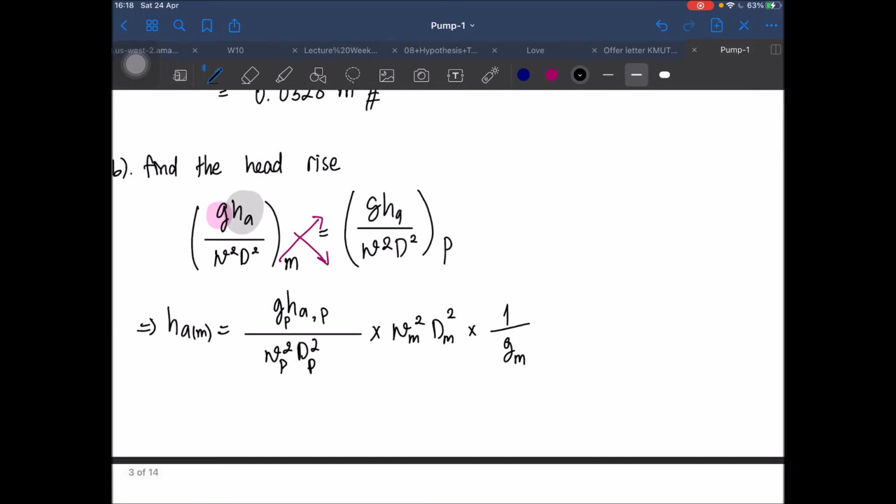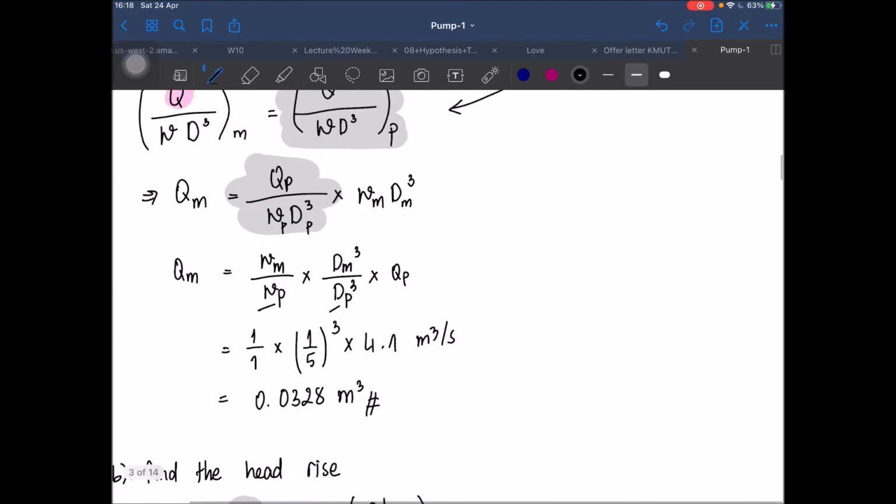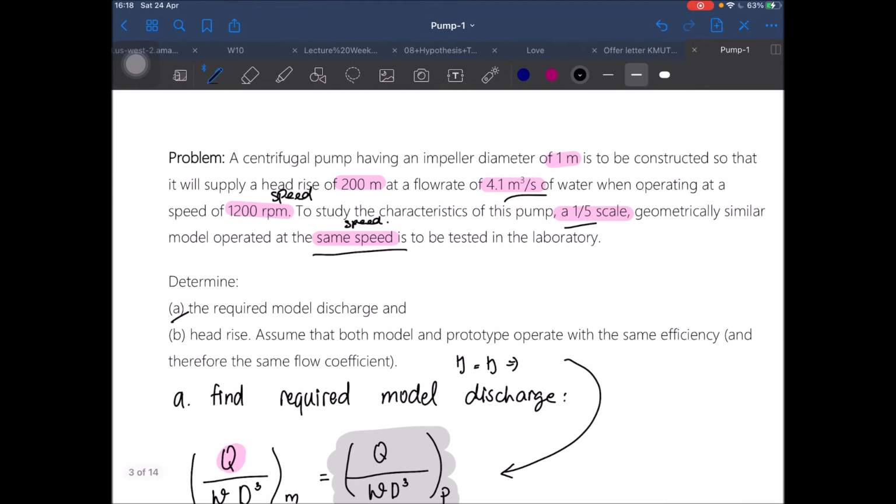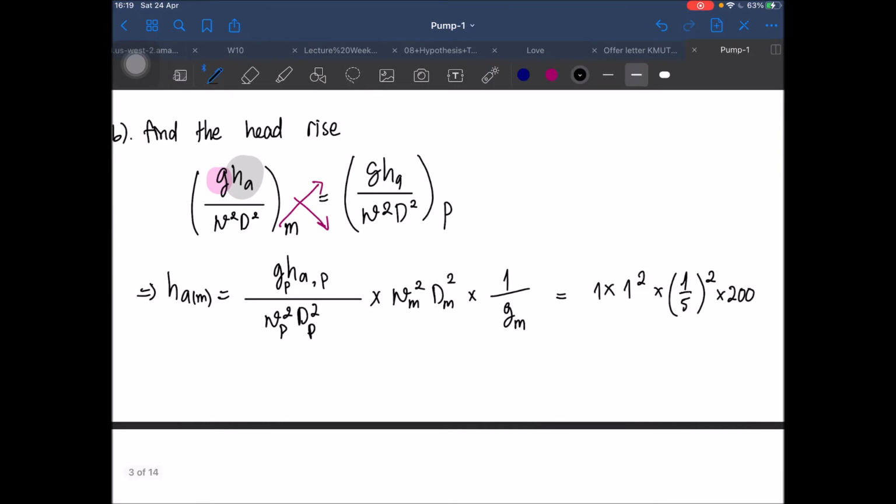We can find the HM equals 1 multiplied by 1 square, multiplied by 1 over 5 square, multiplied by 200. 200 is from this one. But it's 200 here. The head rise. It will supply the head rise. So now we can find the H A of M model equals 8.0 meters. So this is the answer of this problem.